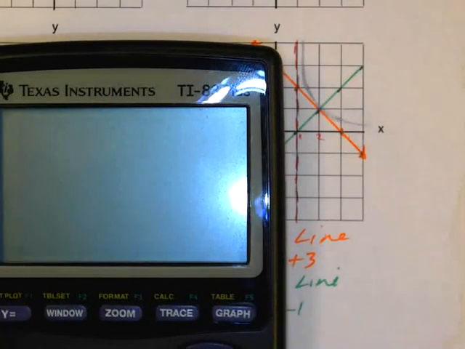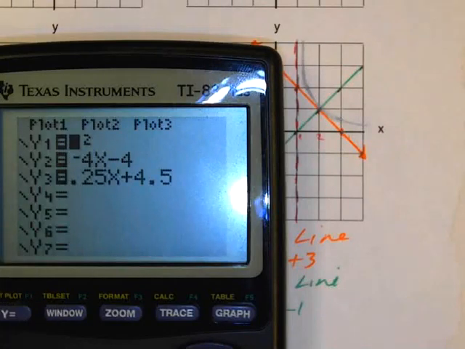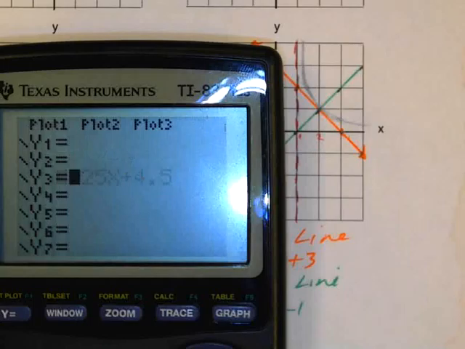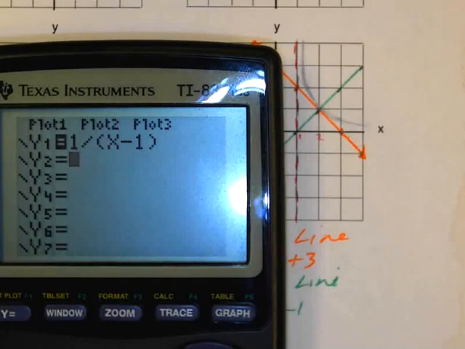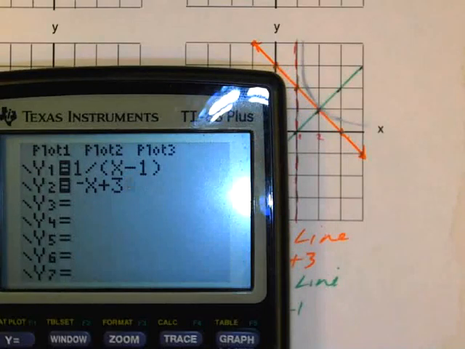Okay, I'll go back up here. And I can clear this. And it's going to be 1 divided by parentheses x minus 1. Okay, and then my tangent line was minus x plus 3, or negative x, so use a little negative x plus 3. And my normal line was going to be x minus 1. So that's not too bad. X minus 1.